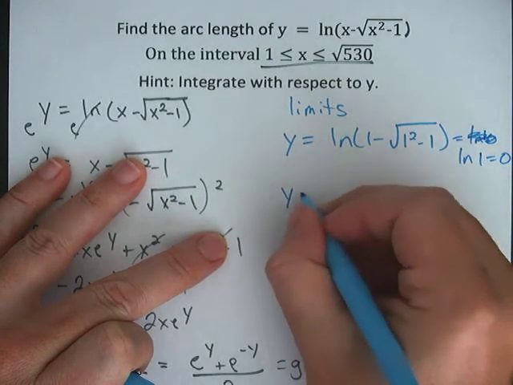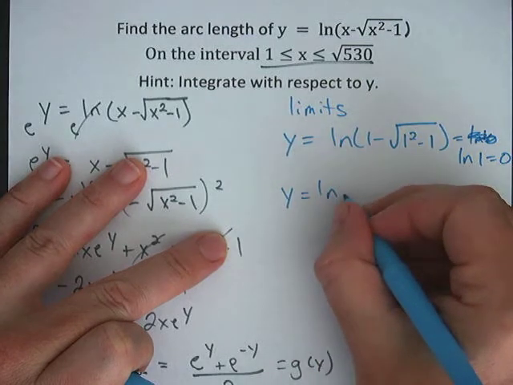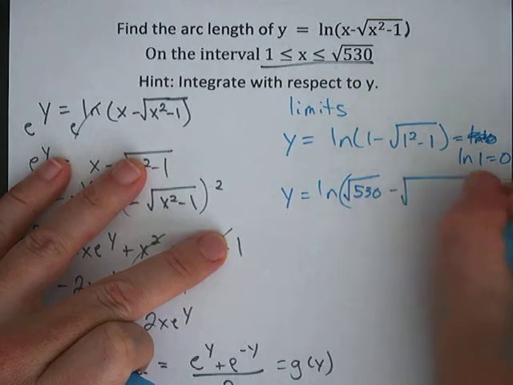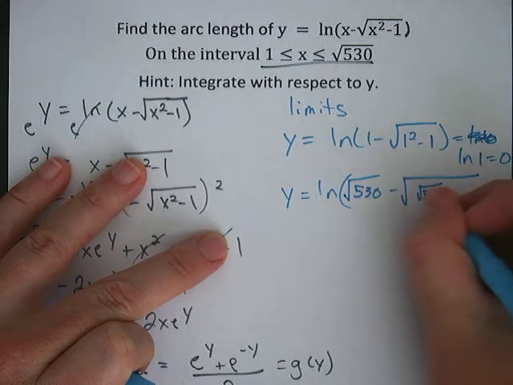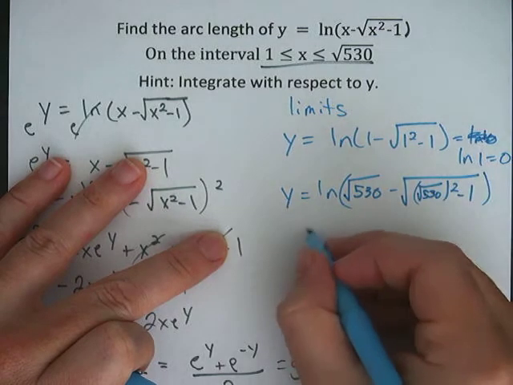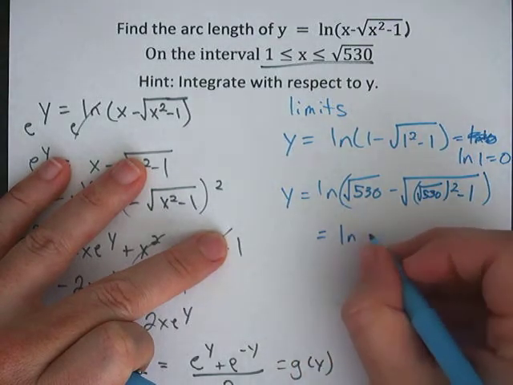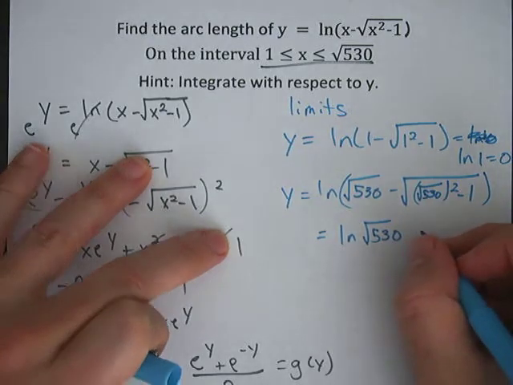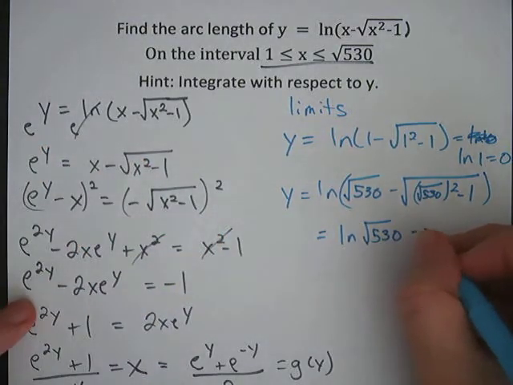And then our other one, y equals ln of square root of 530 minus the square root of 530 squared minus 1. And that's going to end up being ln of square root of 530 minus 23.